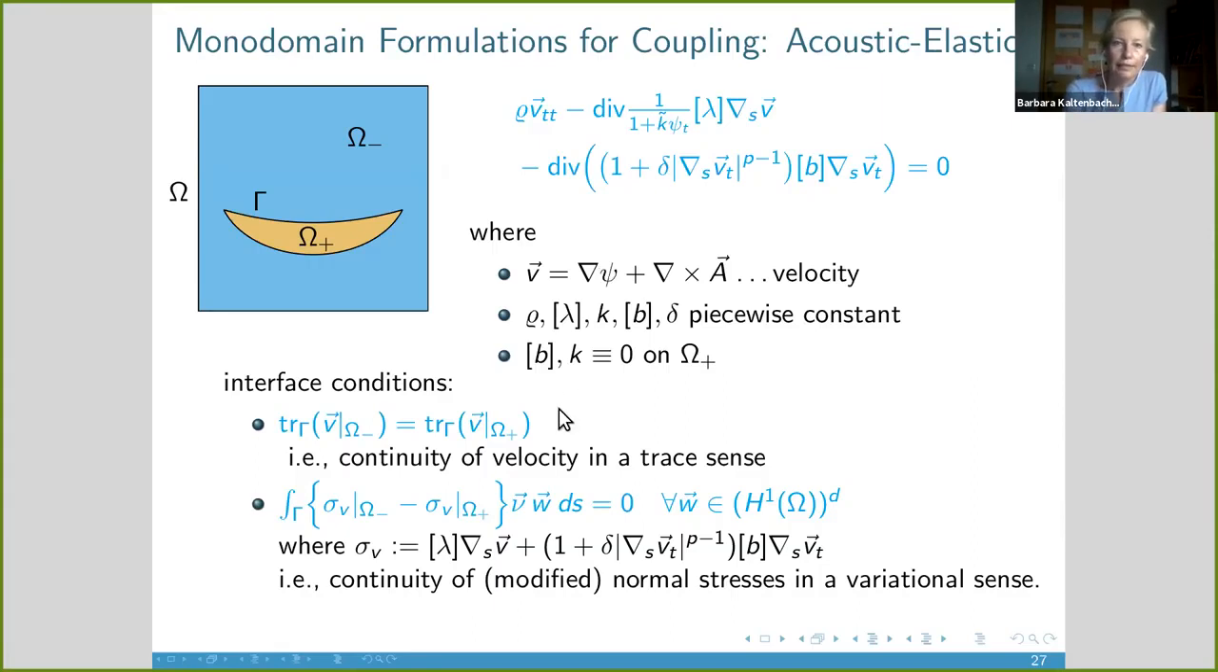The interface coupling is via the velocity again, but this time in a trace sense. And now it's a balance of forces, namely a balance of normal stresses, more precisely here. And this is again demanded in a variational sense. And it's also something like a modified stress, because again, here we have this nonlinear part, which of course from one side just vanishes from the elastic side. So this term back here just goes away there, but it's still there from the fluid side.